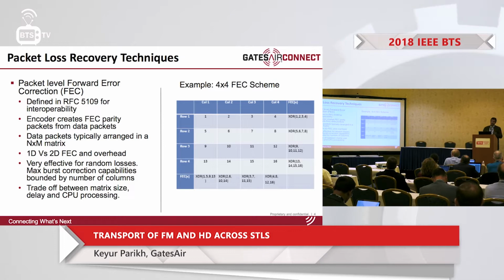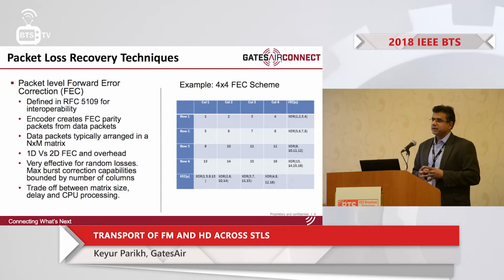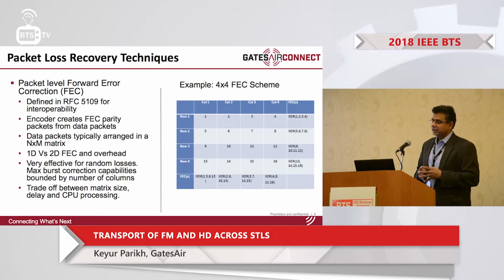Now, FEC creates these parity packets at the encoder side from data packets. The parity packets are sent across the network to the decoder. The decoder uses the parity packets to recover any lost data packets that have occurred. Now, because we are also sending parity packets along with the original data packets, there is bandwidth overhead associated with FEC, which we'll cover. So typically, the encoder creates these parity packets from a matrix of n by n of data packets.